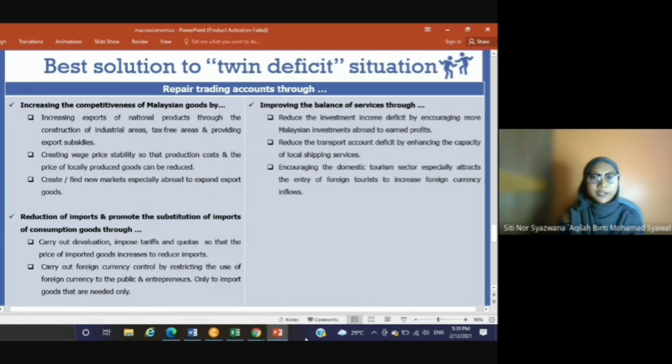And the last one is improving the balance of services by reducing the investment income deficit by encouraging more Malaysian investments abroad to earn profits. Reduce the transport account deficit by enhancing the capacity of local shipping services. Lastly, encourage the domestic tourism sector, especially attracting the entry of foreign tourists, to increase foreign currency inflows. That's all from me. Thank you.